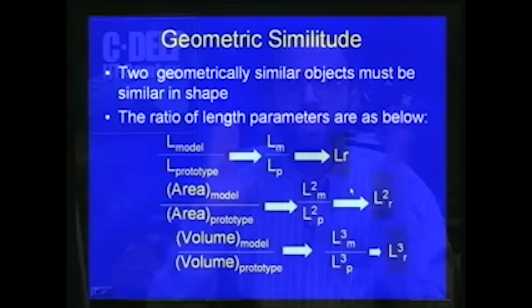So as far as geometric similitude is concerned, length can be either the geometric length, or width, or the depth. When area is concerned, we will have a scale ratio of Lr square, and when volume is considered, we will have a scale ratio of Lr cube. So this is as far as geometric similitude is concerned.